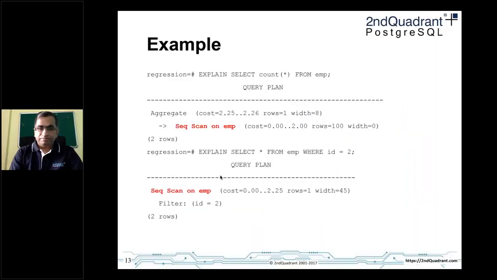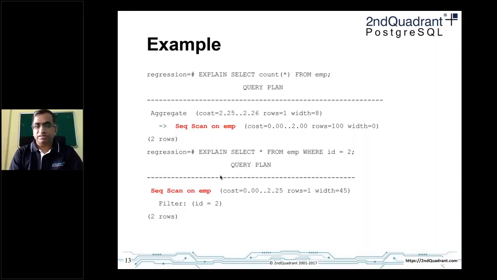So with that high level view of B-tree indexes, let's look at an example and see how indexes would typically help. I have created a table here named EMP, and it has just two columns, ID and city. Let's assume there are no indexes right now.